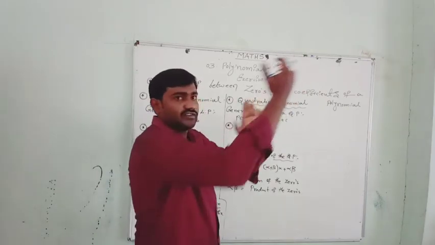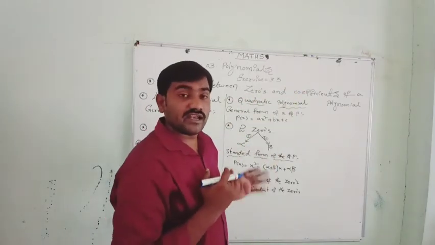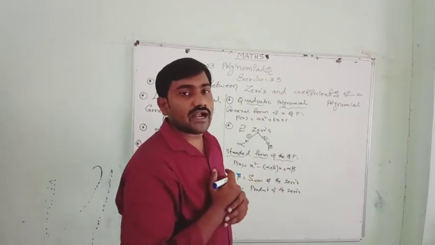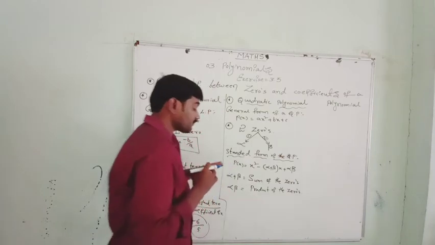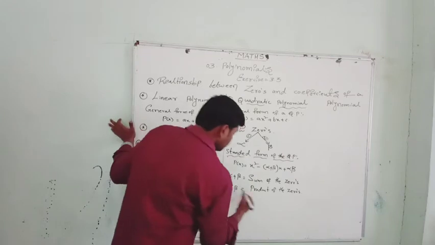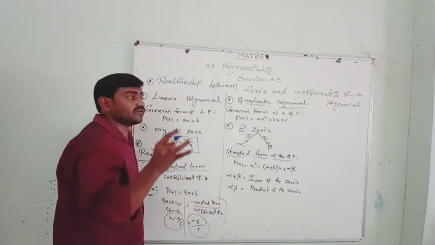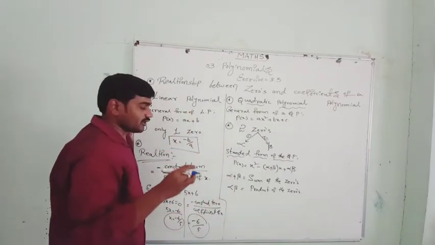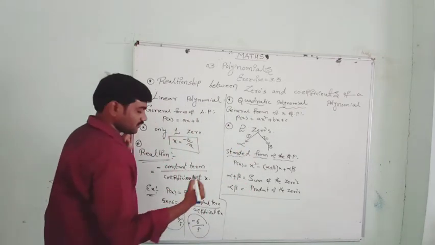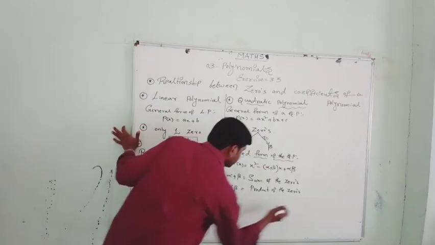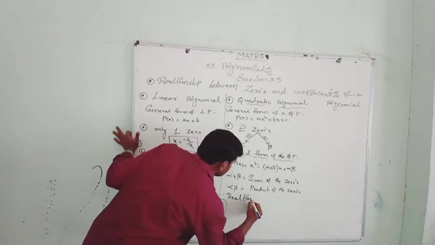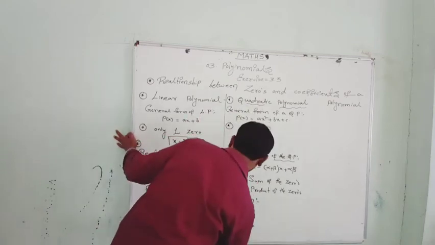Then these zeros and coefficients, is there any relation? Is there any relation between these zeros and coefficients? Definitely, there is one relation between the zeros and coefficients. So, what is the relation? See, alpha plus beta. We know how to solve the quadratic polynomial, and that I will tell you. First, let us go for the relation between the zeros and coefficients here. Okay, relation. Let me put the heading here as relation.